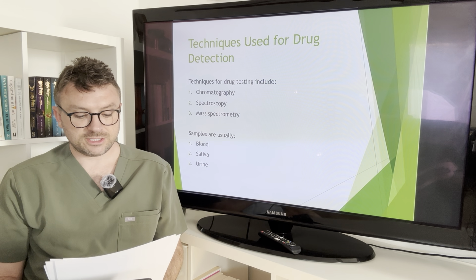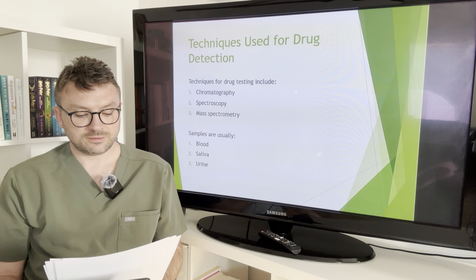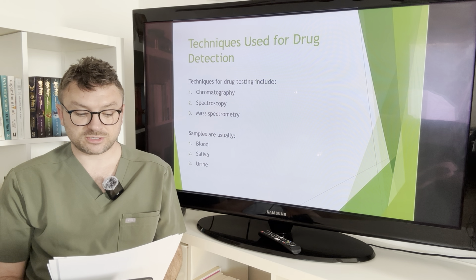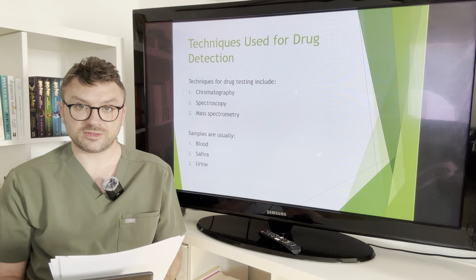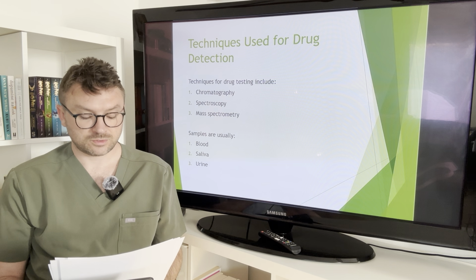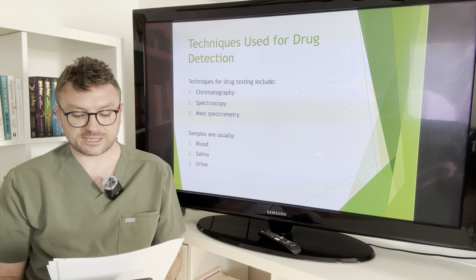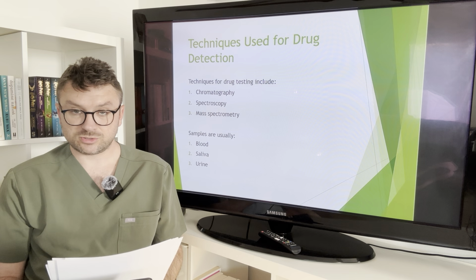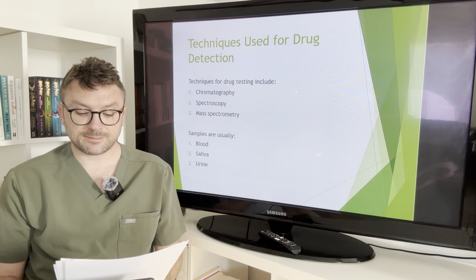The most commonly used techniques include chromatography, spectrometry, and mass spectrometry. These methods provide accurate and reliable information regarding the identity, concentration, and behavior of drugs within the body. Understanding how drugs are detected is essential because accurate measurement forms the foundation of pharmaceutical research, clinical trials, and therapeutic monitoring.